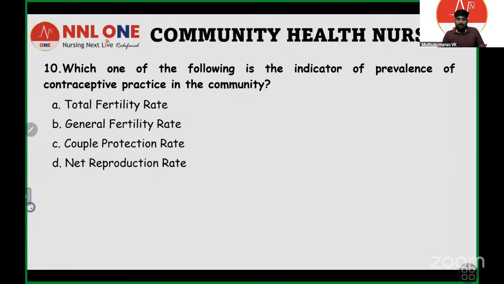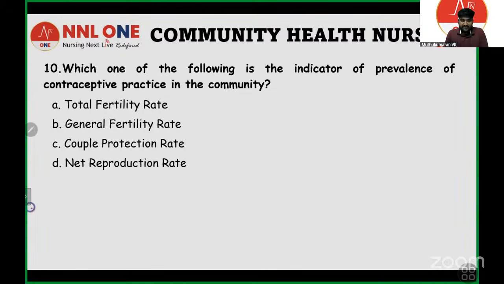So coming on to the next important question. Very important thing. Here they have given: which one of the following is the indicator of prevalence of contraceptive practice in the community? Yes, come on, tell me. Couple protection rate, or total fertility rate, or general fertility rate, or net reproduction rate.